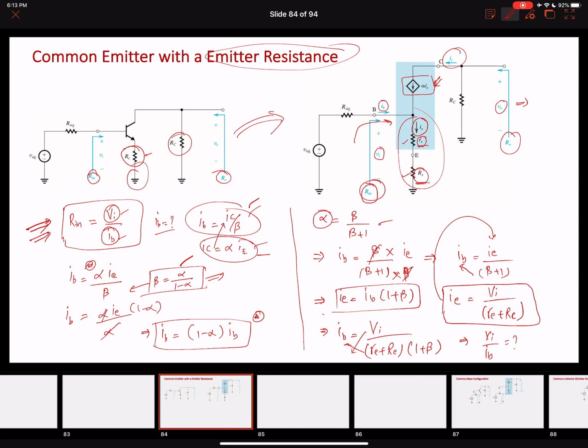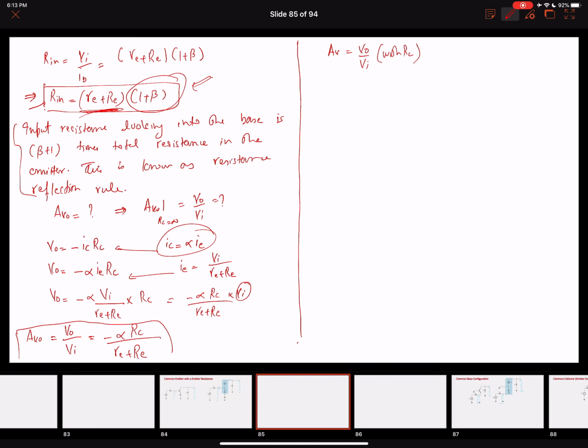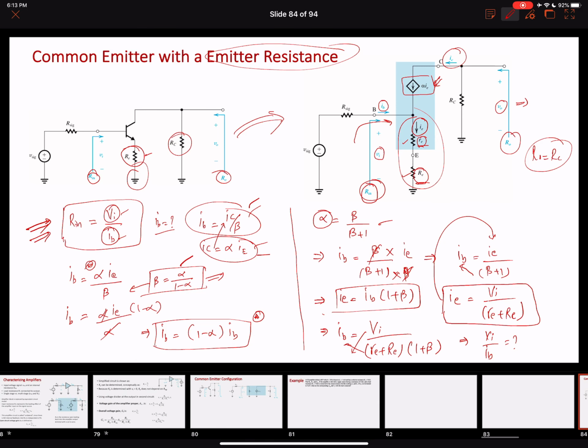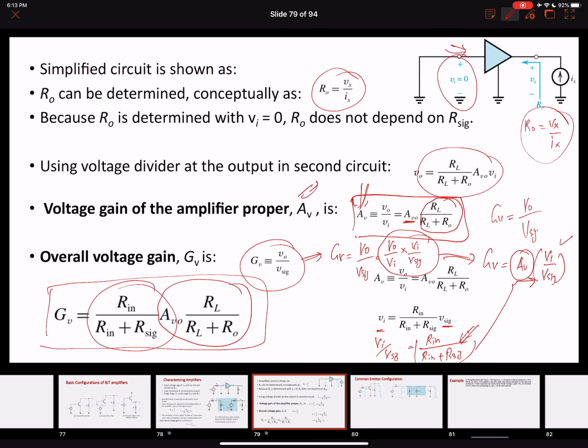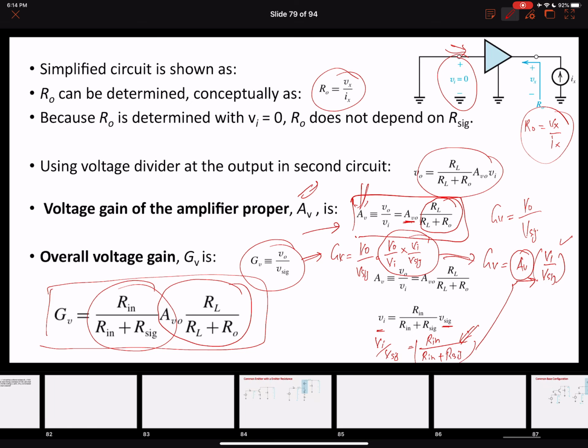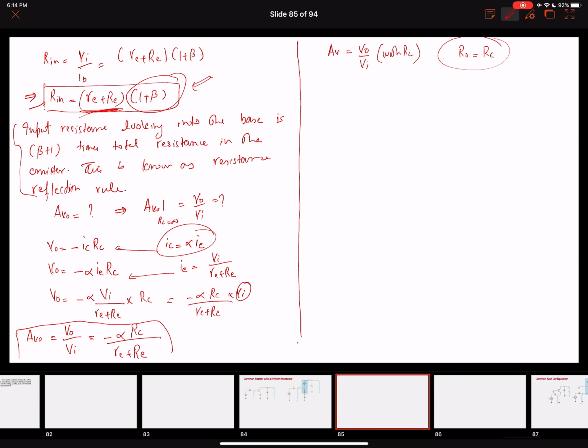Note down that your R naught over here is equal to RC. If we look at the output of this amplifier circuit, it looks very similar to our main characterization of an amplifier, and we know that the voltage gain of an amplifier equals AV naught RL over RL plus R naught. So we are going to use that equation. So our AV equals AV naught RL over RL plus R naught.